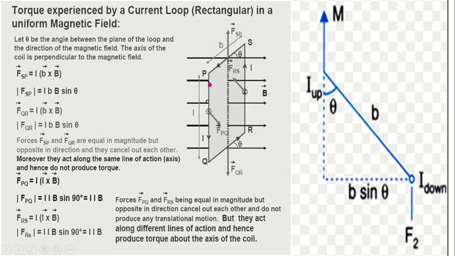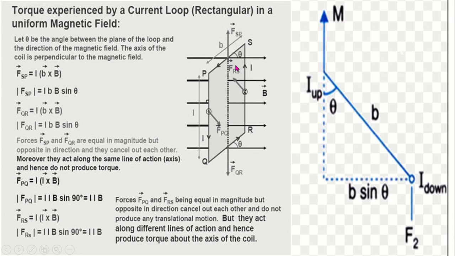Now this arm, that means PQ and RS, are at a right angle with the magnetic field. So the force at PQ will be F_PQ equals I l cross B, because here I have taken the length or height of the coil as small l. Its magnitude is F_PQ equals I l B sine 90 degrees. I have told you why it is 90 degrees, and sine 90 degrees equals 1. So it can be written as I l B.